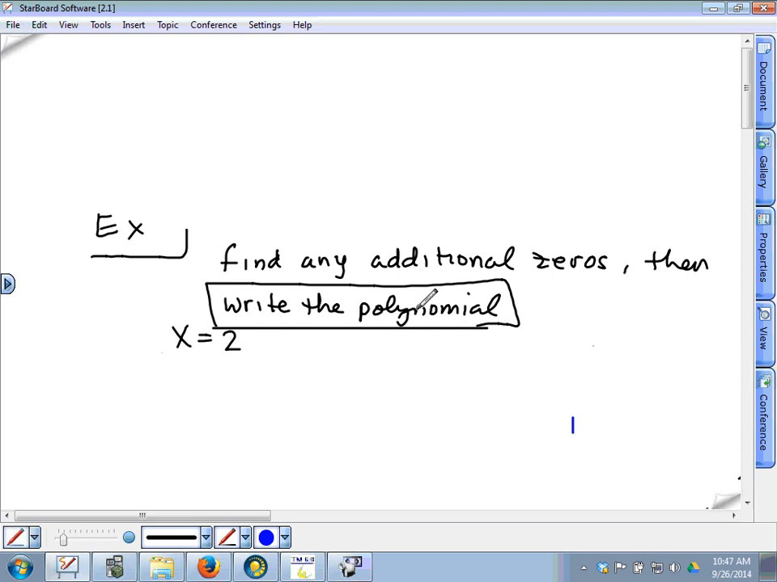This is similar to the directions in your homework. It says find any additional zeros and then write the polynomial. So let's say that we had zeros of x equals 2 and x equals 1 minus i.